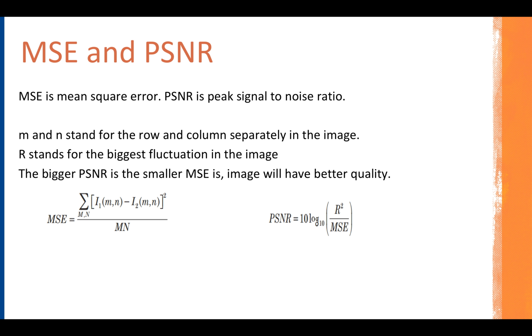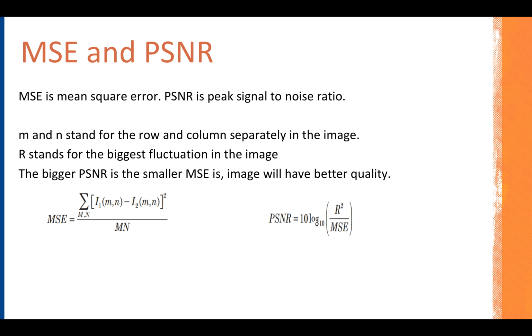And here I will introduce two measurements, MSE and PSNR. MSE is mean square error. PSNR is peak signal to noise ratio. M and N stand for the row and column, respectively, in the image. R stands for the biggest fluctuation in the image.